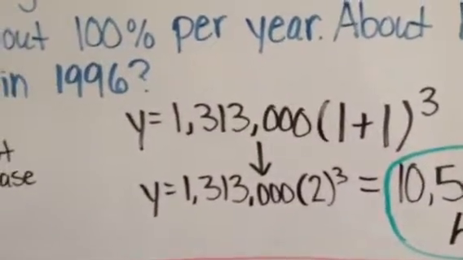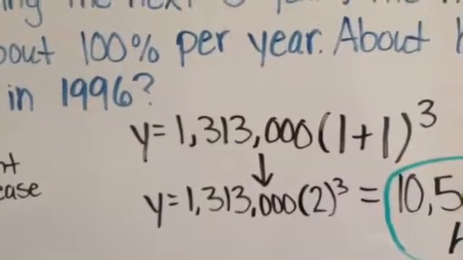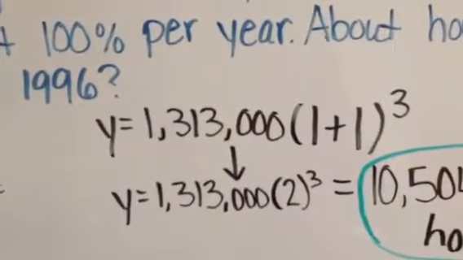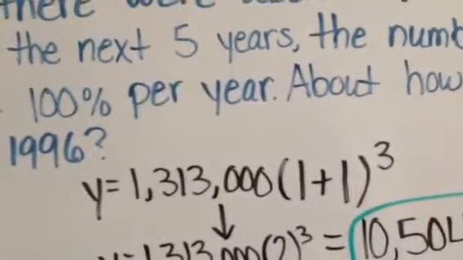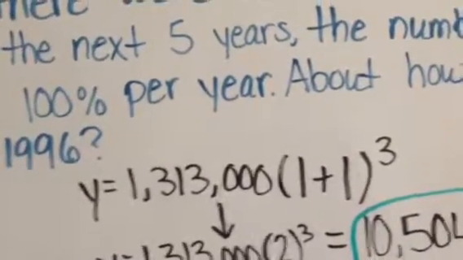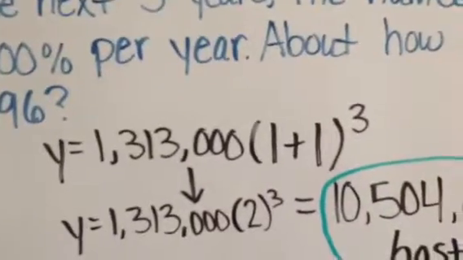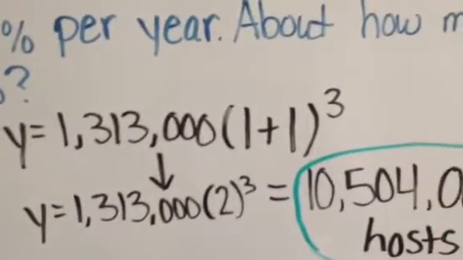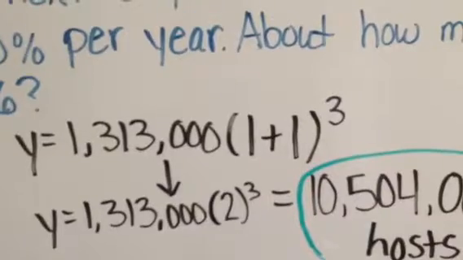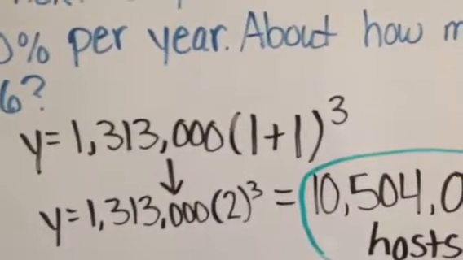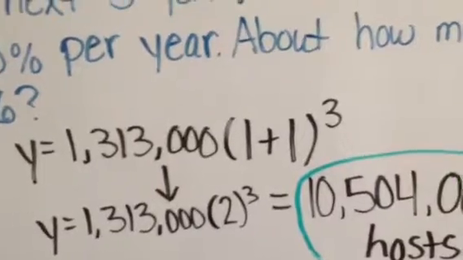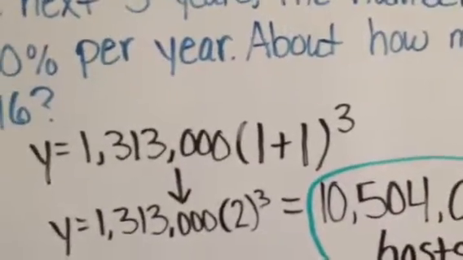So the initial amount was 1,313,000, and then the percent increase was 100%, and you write that as a decimal. So the decimal of 100% is just 1. So you do 1 plus 1, and then the time is 3 years. You put that for the t because it starts in 1993 and they want to know what it is in 1996, so that's a 3-year difference.